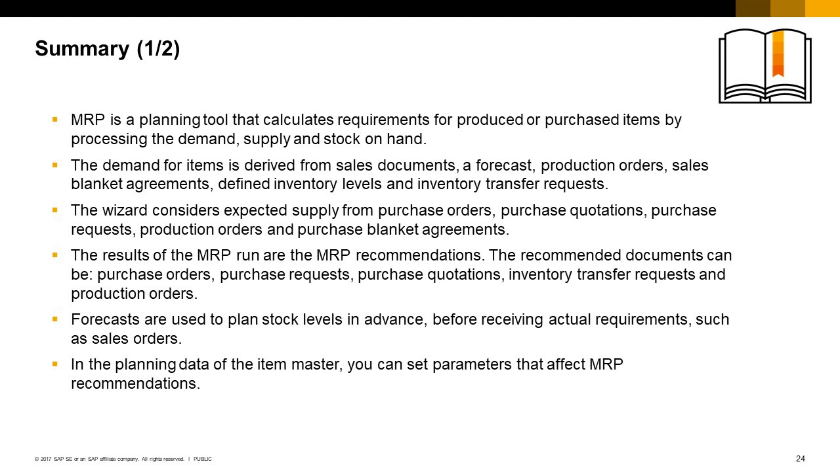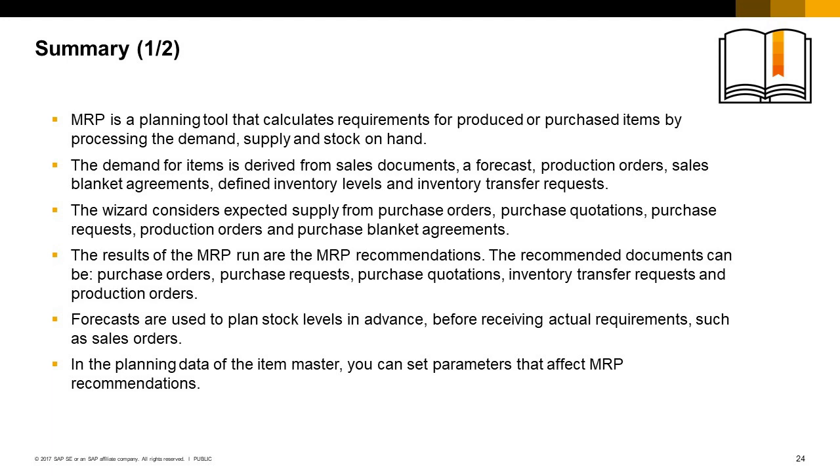The demand for items is derived from sales documents, a forecast, production orders, sales blanket agreements, defined inventory levels and inventory transfer requests. The Wizard considers expected supply from purchase orders, purchase quotations, purchase requests, production orders, and purchase blanket agreements. The results of the MRP run are the MRP recommendations. The recommended documents can be purchase orders, purchase requests, purchase quotations, inventory transfer requests and production orders.